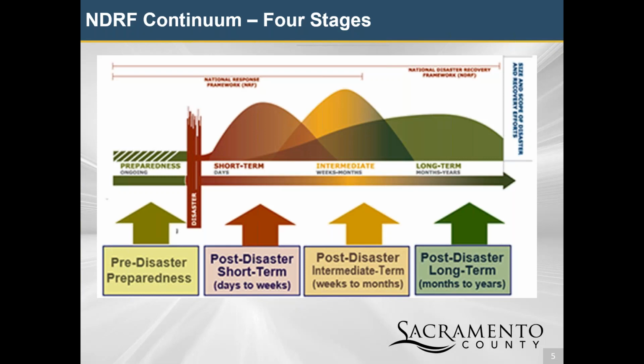This continuum includes 4 stages of activity: pre-disaster preparedness, then post-disaster in the short term, in days and a couple of weeks, then intermediate, which is weeks into months, and then the long-term process, which is months into years. Now, I first saw that firsthand with Hurricane Maria in Puerto Rico, with preparedness, short-term, intermediate, and long-term in that disaster.